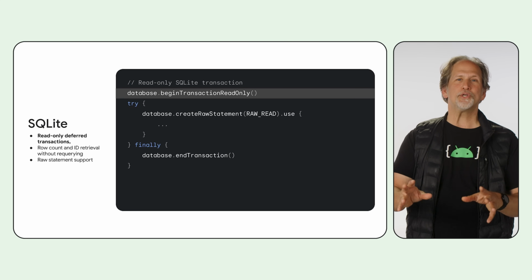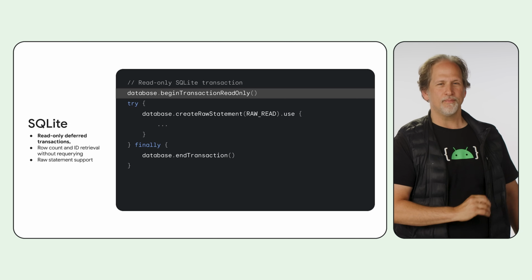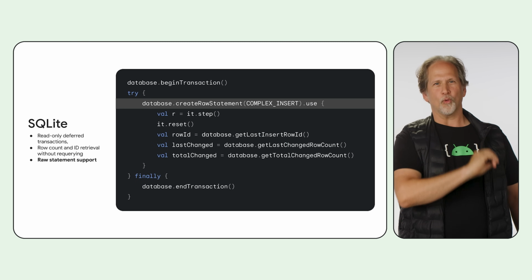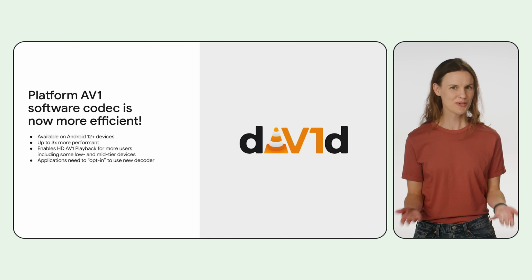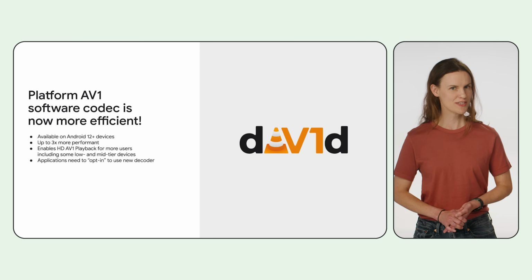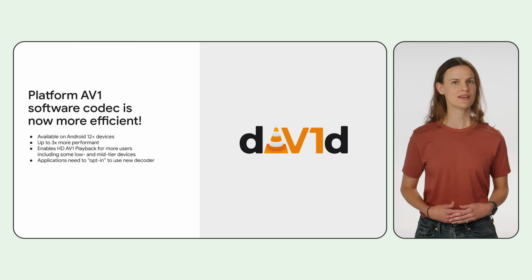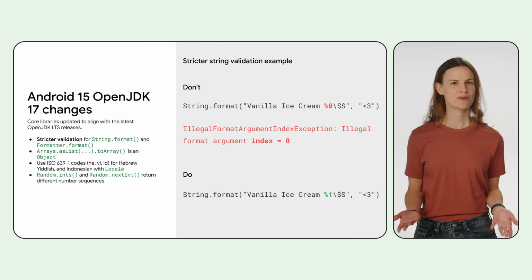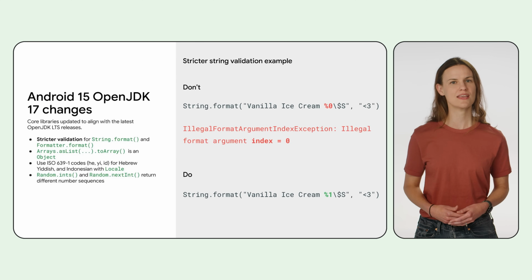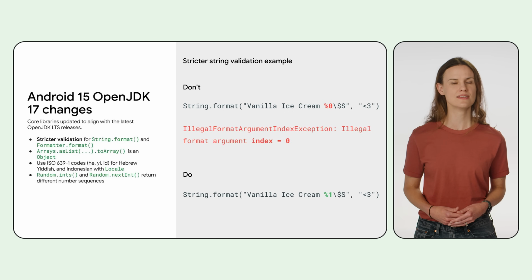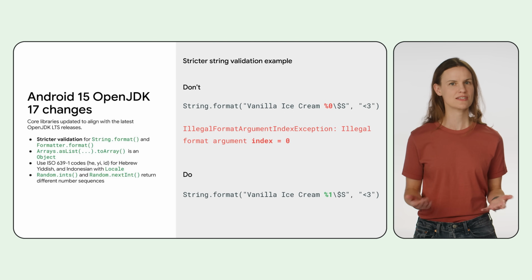We've improved SQLite with read-only transactions, row count and ID retrieval without requerying, and support for raw statements. So more devices can use AV1 more efficiently, we've added opt-in platform support for the Dav1d codec from VLC. Updated core libraries align with OpenJDK long-term supported releases, including stricter string argument index validation and changes to language code handling.